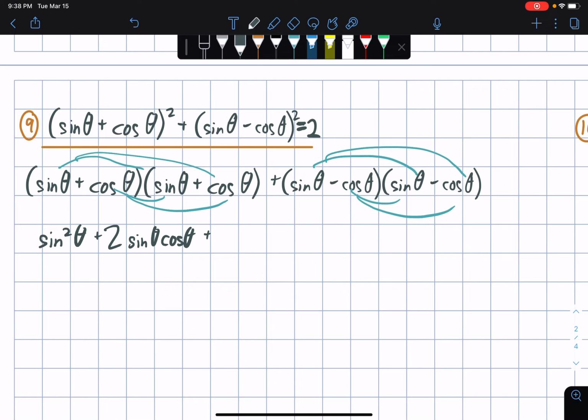Then cos raised to 2 theta. At the other side, at this part, we get sine raised to 2 theta, then minus 2 sine theta times cos theta, then plus cos theta raised to 2. Okay, so I hope that makes sense.